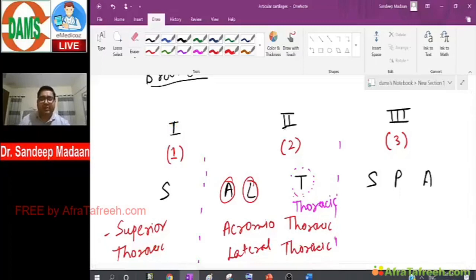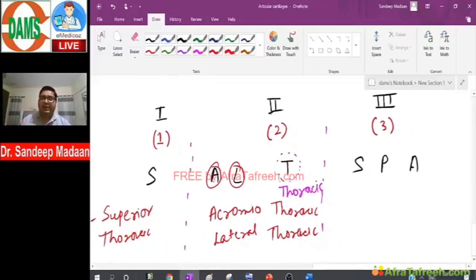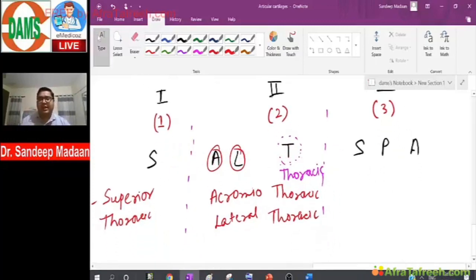How to remember the branches? The first part gives one branch. What is the name of the branch? Superior thoracic. The second part gives two branches. What are the names of the branches? Acromiothoracic, lateral thoracic. The third part gives SPA branches. SPA, what is the meaning of SPA?